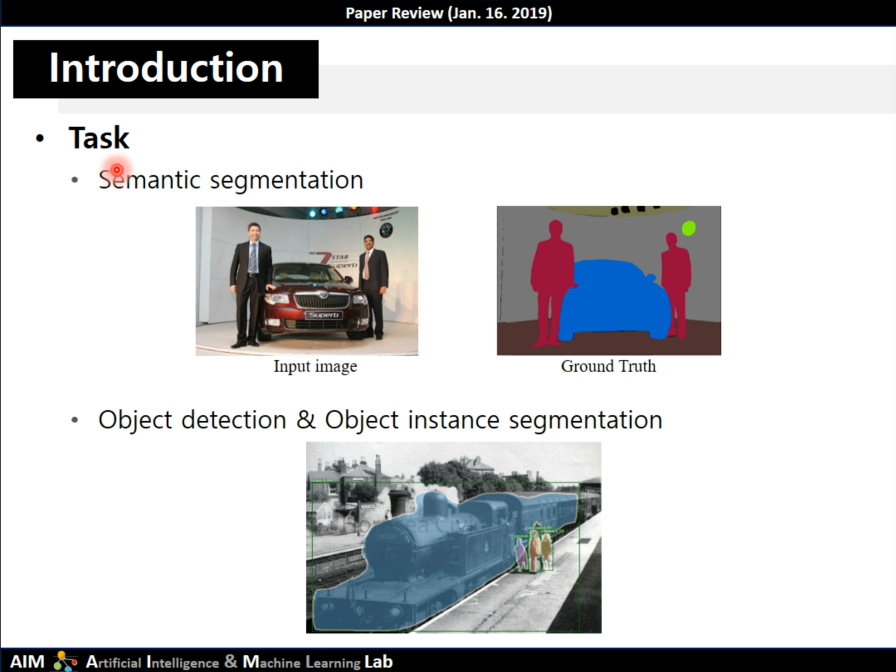The objective of the semantic segmentation task is to predict the class label of each pixel from input images. And the purpose of object detection and instance segmentation is to detect bounding boxes of the objects from input images and segment the object from the boxes.